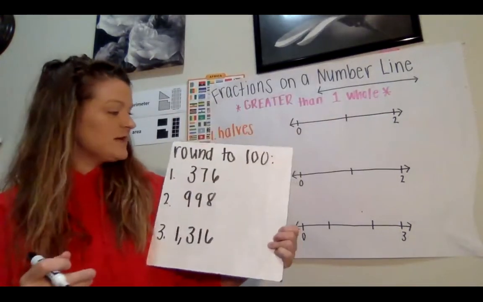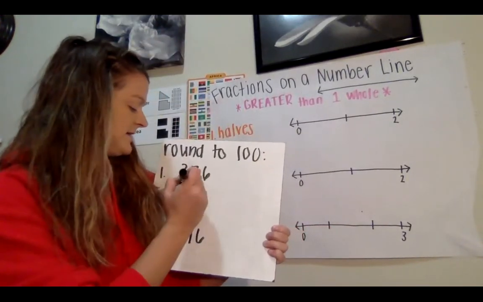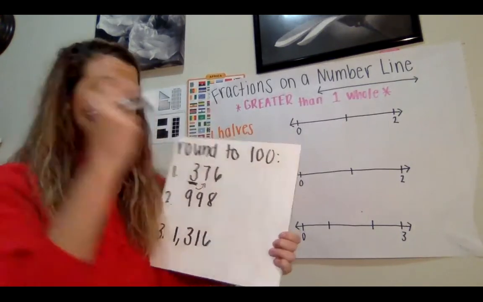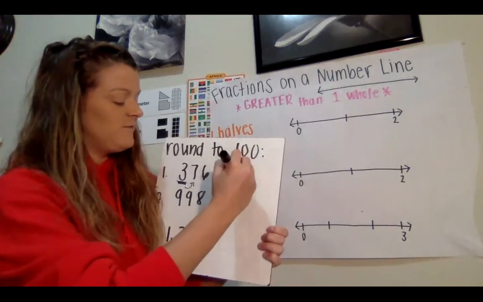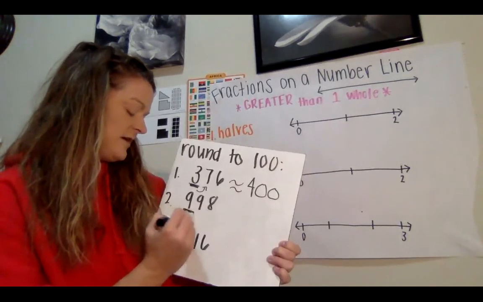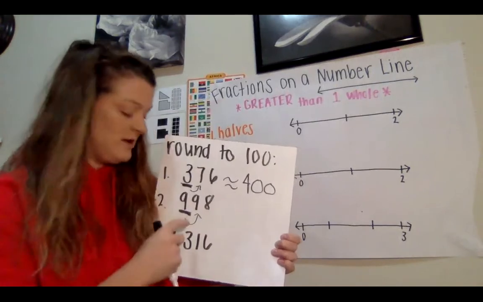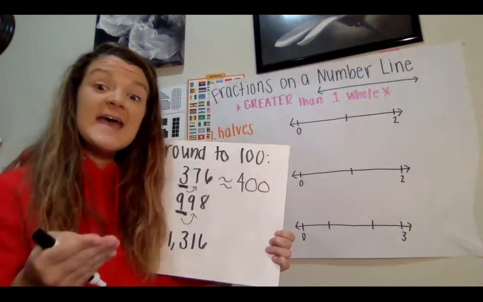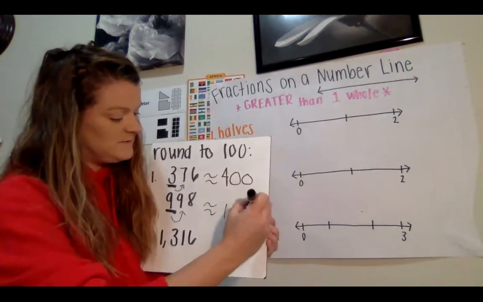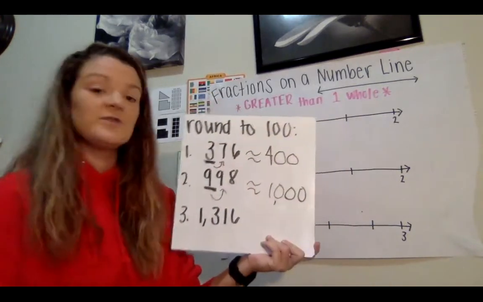Our first number, 376. If I'm rounding to the nearest 100, that means I'm going to underline my hundreds place. Go next door. I see a 7 next door, so that tells me that the 3 rounds up. So the 3 is going to round to a 4, 400. Next one, 998. Underline my hundreds place. Look next door. This 9 tells me again to round up, so my 9 is really going to become a 10, which is 1,000. So it's going to round to 1,000.